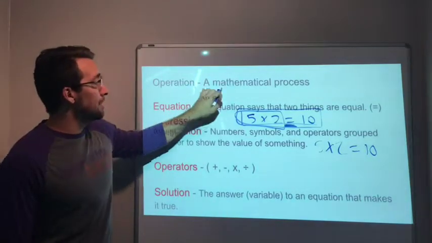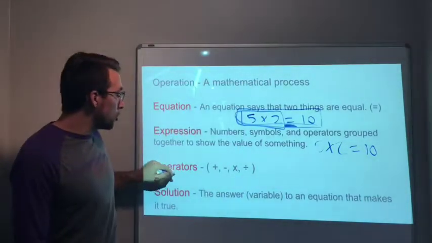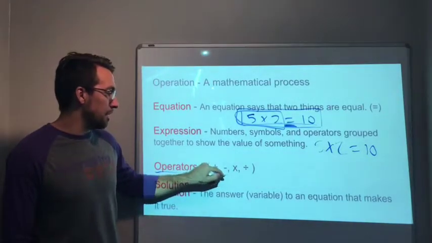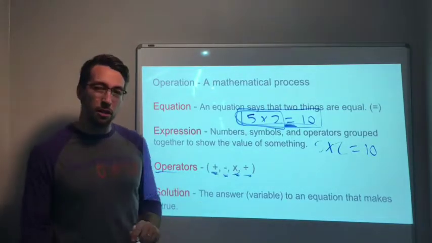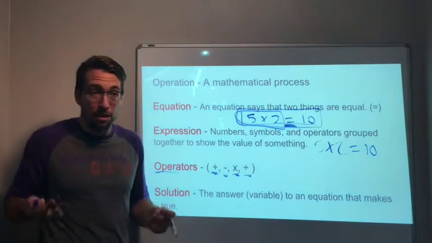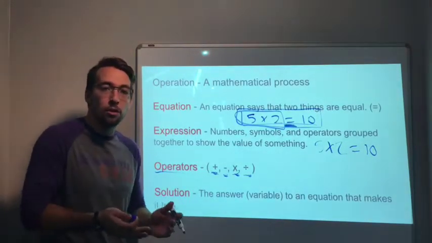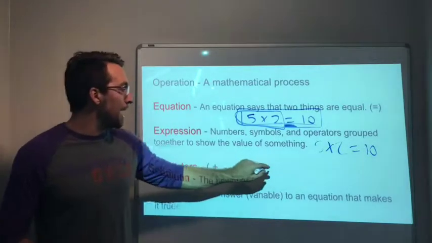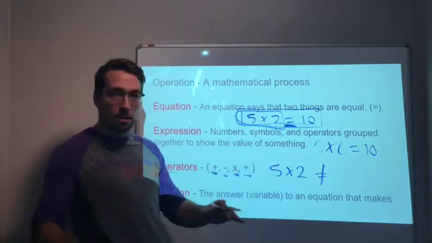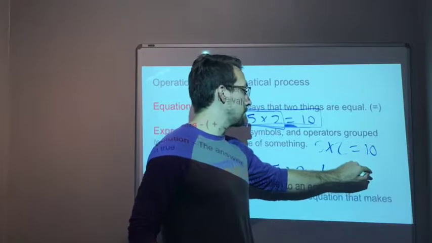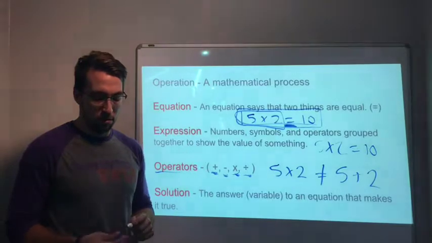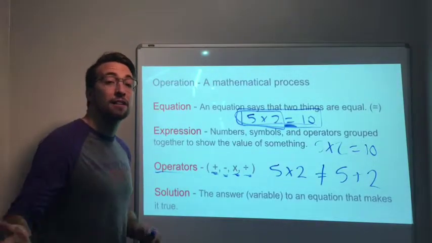If an operation is a mathematical process, the operators are just the symbols: addition, subtraction, multiplication, and division. These are crucial in math. These tell you what you're doing, what you need to do to the number. 5 times 2, that's 10, does not equal 5 plus 2, which is 7. So our operators tell us how to affect the numbers.